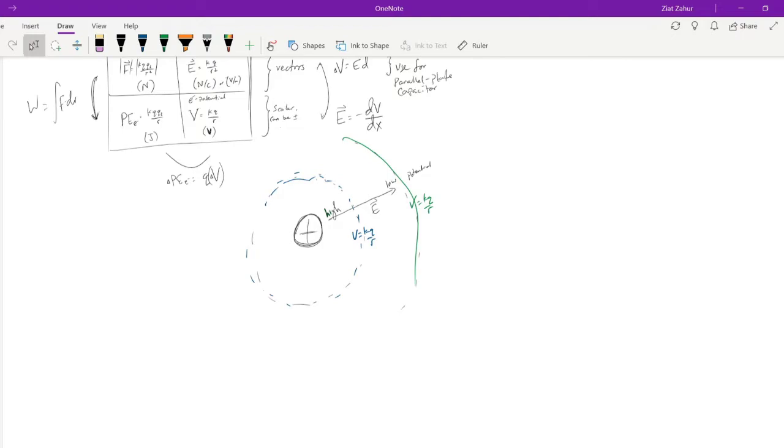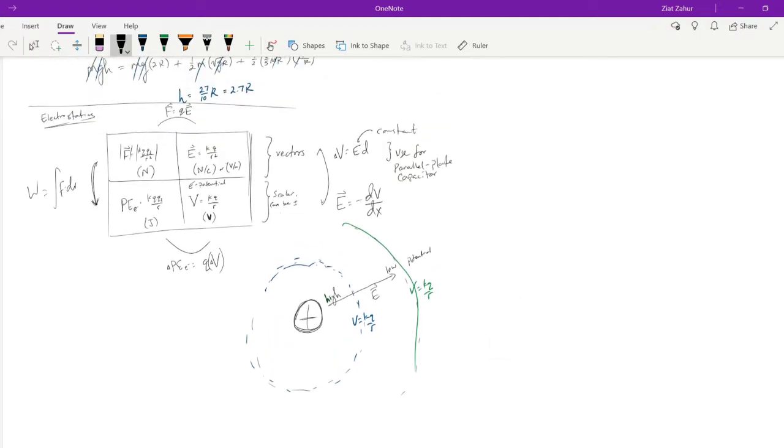Well, a parallel plate capacitor has a positive and negative plate. Yes. So it goes from the positive plate to the negative plate. So it's nice and uniform.